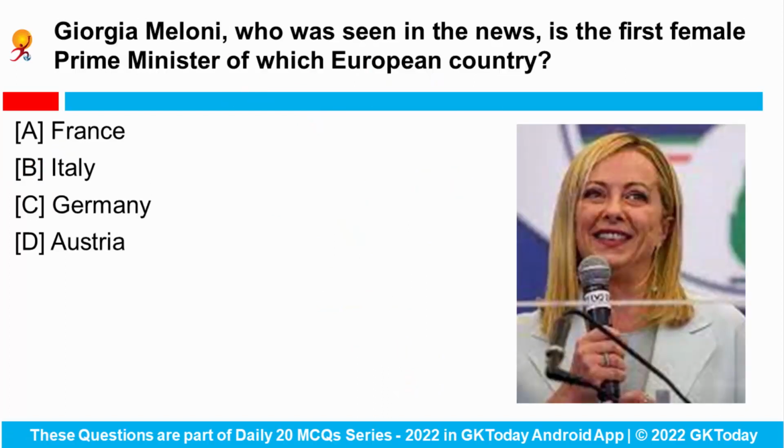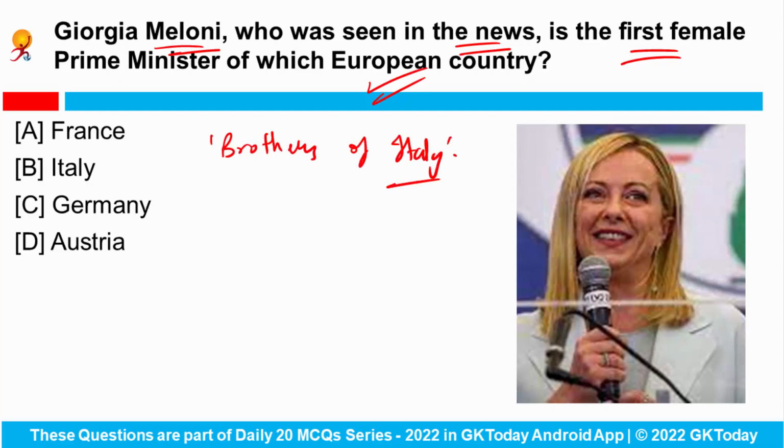Next is Giorgia Meloni, who was seen in the news recently, is the first female prime minister of which European country? So recently, Brothers of Italy, this is a party in Italy. So this party won the most votes in Italy's national elections, and now it is set to deliver Italy's very first far right led government since World War II.